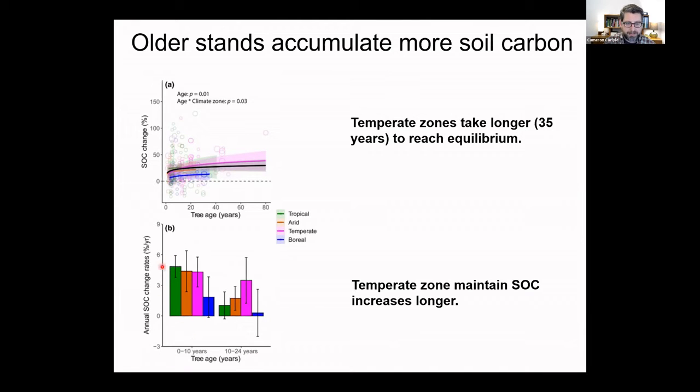Again, just highlighting that young stands add carbon pretty rapidly because there's new, faster tree growth. But the pattern that we saw with the pink bar here is that temperate systems tended to maintain that higher rate of soil organic carbon increases in their later years. And so this is important because a lot of policy is based around 20-year time windows. And so we need to think about aligning those two timeframes and making sure that they make sense.